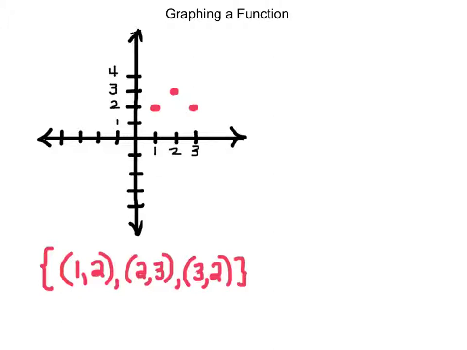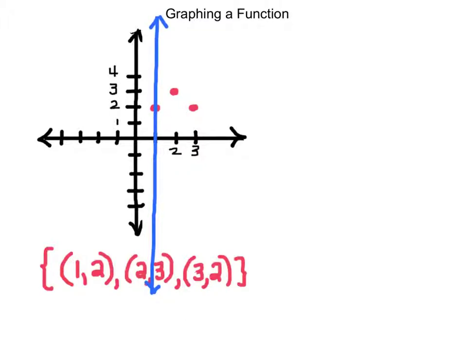So let me draw a vertical line. Here I have a vertical line. The vertical line test says if you run your vertical line along the x-axis from left to right, you should only touch one point of your function at a time.